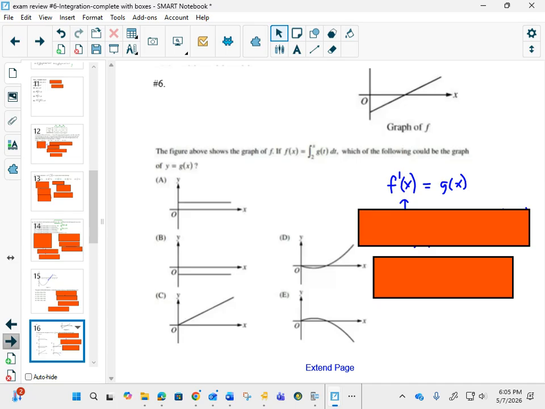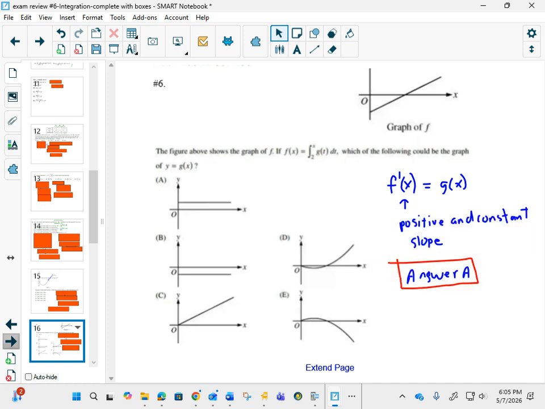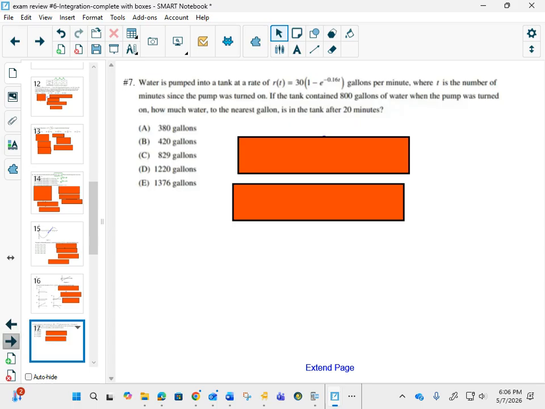F prime of x will equal g of x, which could be the graph of g of x. And that just has a positive slope. It's going to be constant. The answer is A. Have they all been A's? There's been 3 A's and 1 C. This is Mr. JR's quiz. Okay, all A's.